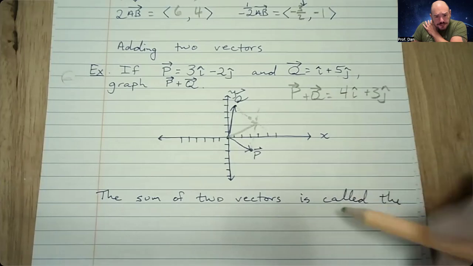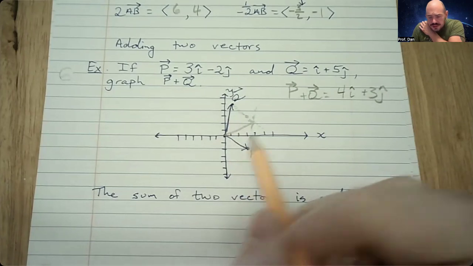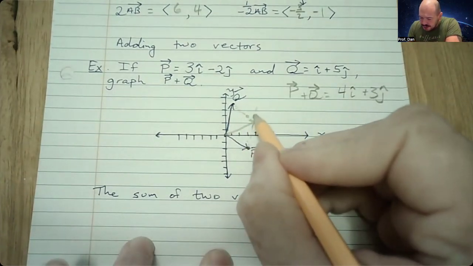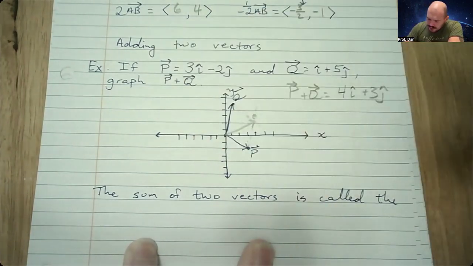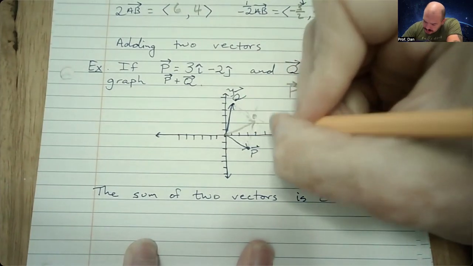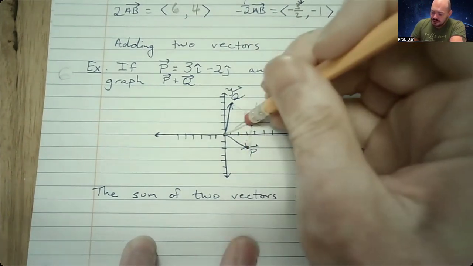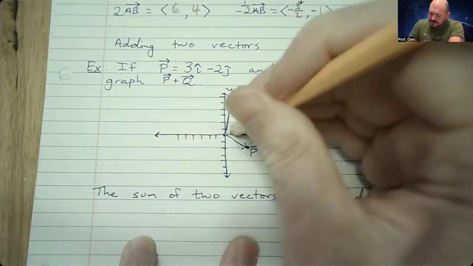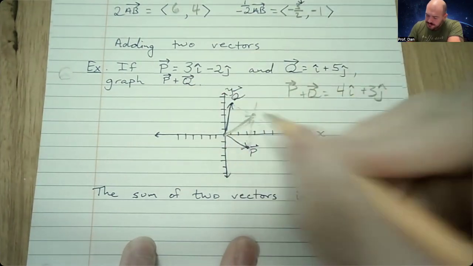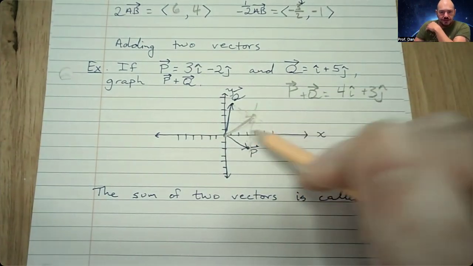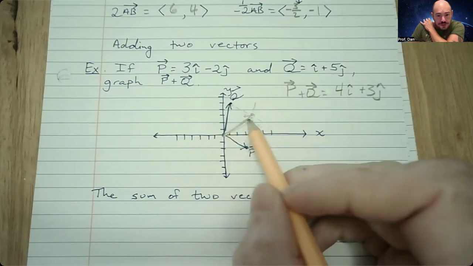Oh, yeah, I see what I did. It's not entirely parallel. Okay, my bad. That's a much better parallelogram. What ended up happening is I only went over 2 instead of 3.